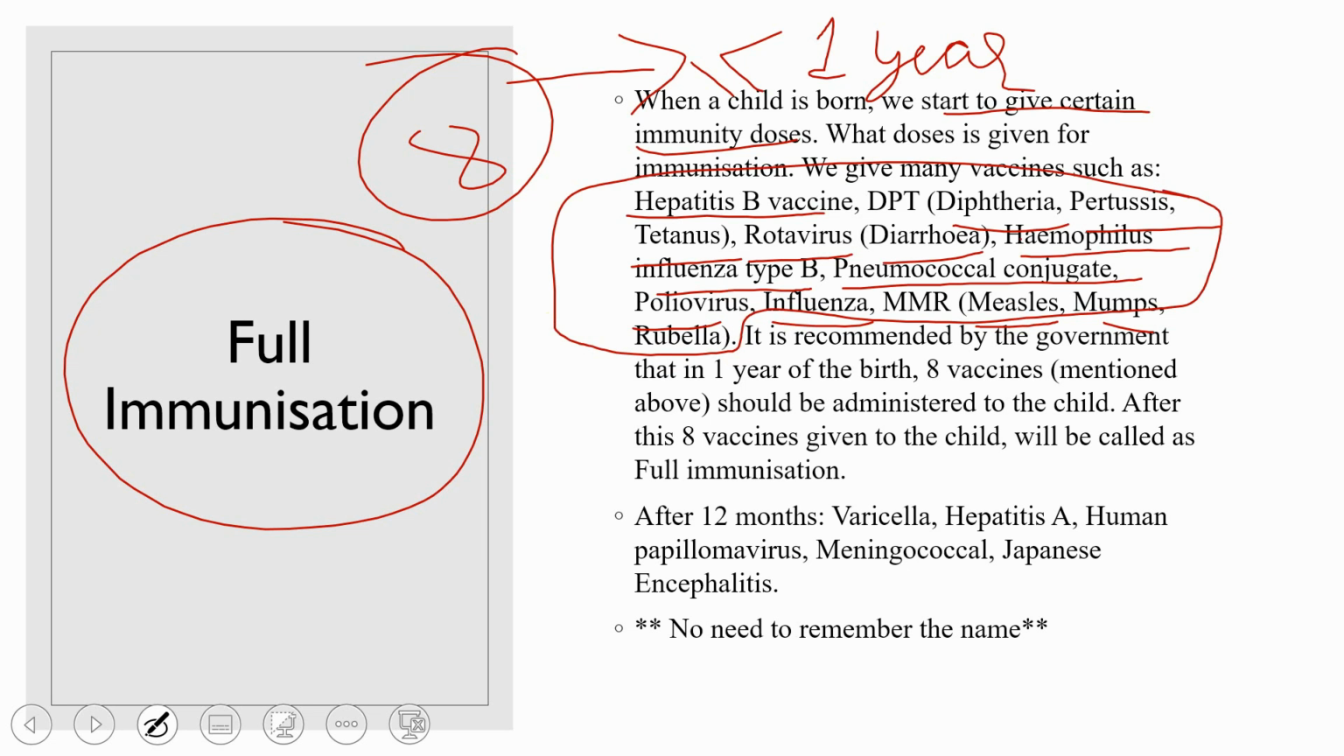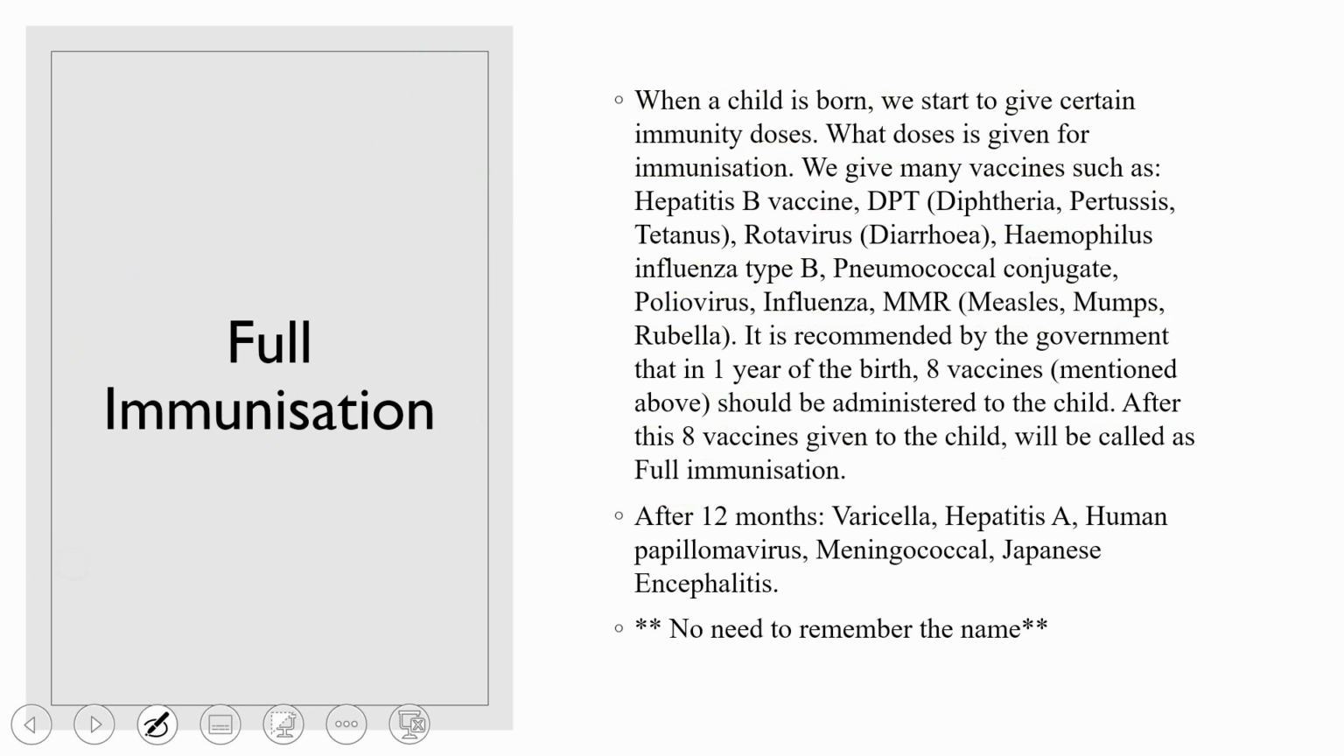Okay, so it is recommended by the government that these 8 vaccines be given within 1 year, and if a child is given all 8 vaccines within 1 year, we call it a fully immunized child. So after these 8 vaccines are given, the child will be called fully immunized. That child has been fully immunized.